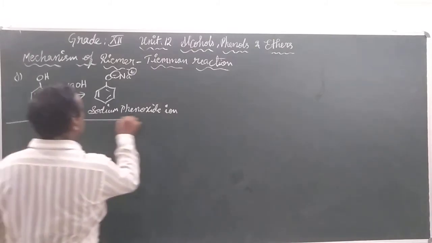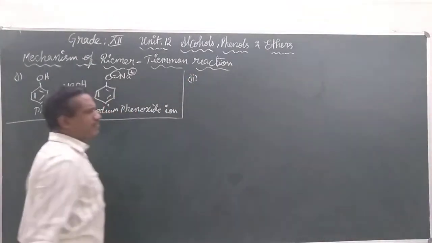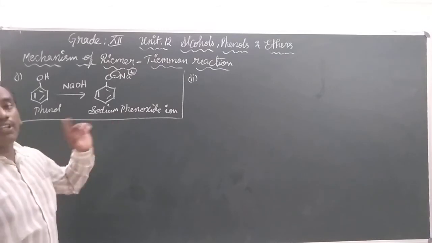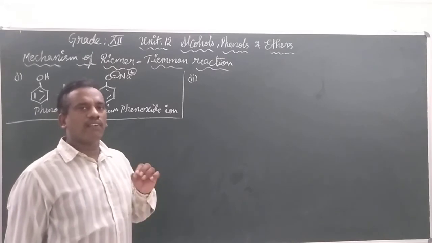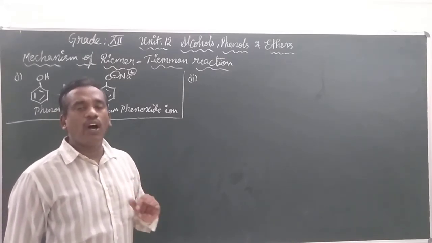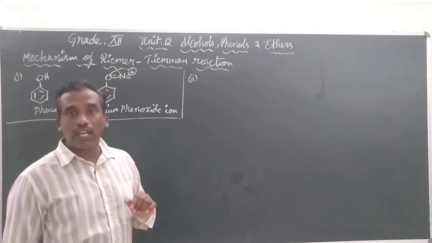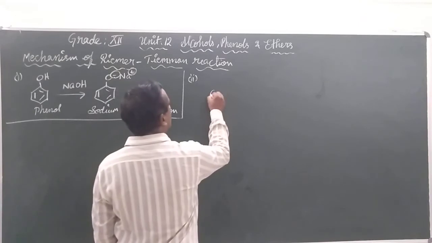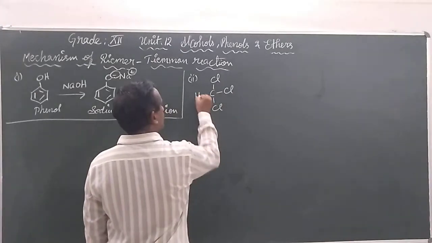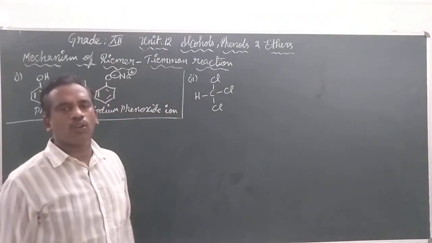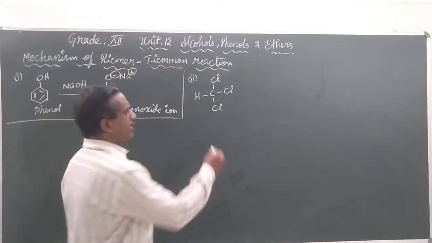Now, let us make the second step. The second step in the mechanism is for this sodium phenoxide ion. What are the reagents we had added? We had added the chloroform in the presence of aqueous NaOH. Yes or no? So the chloroform, once we study here, it is the arrangement of the chloroform, the carbon trichloride.